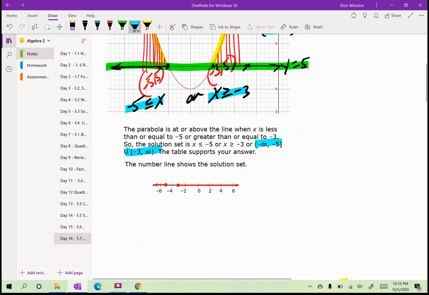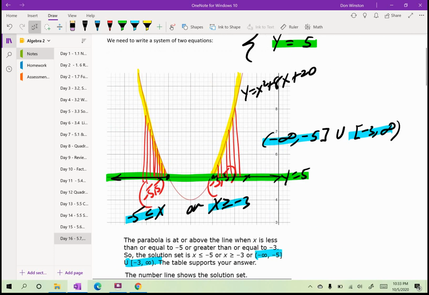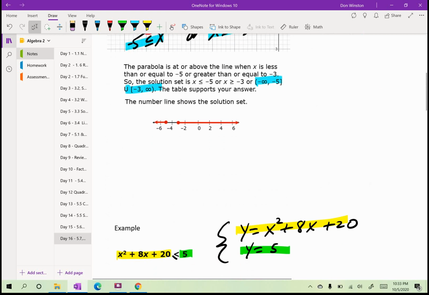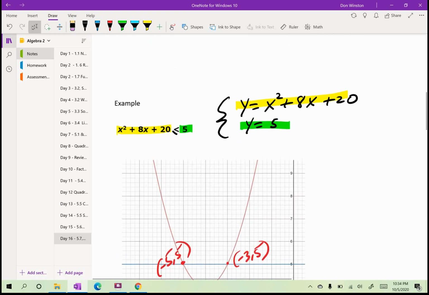So let's look at the next one. This one was greater than or equal to 5. What happens if I say now less than or equal to 5?